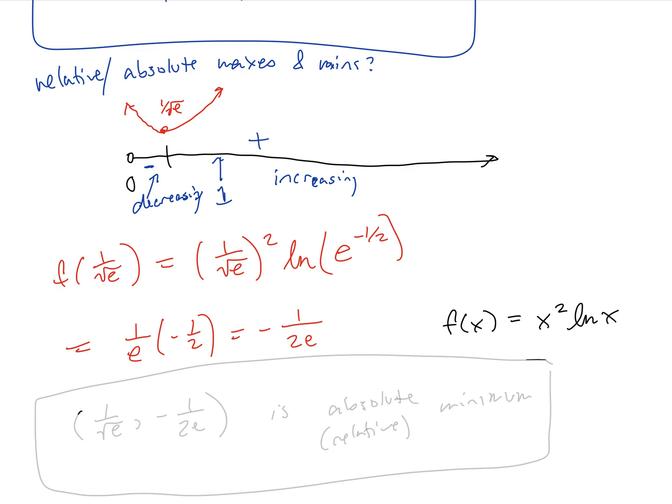And so that tells us that the point 1 over square root of e, comma, negative 1 over 2e is both an absolute and also a relative minimum.